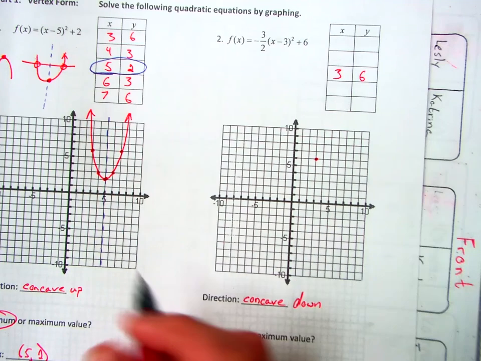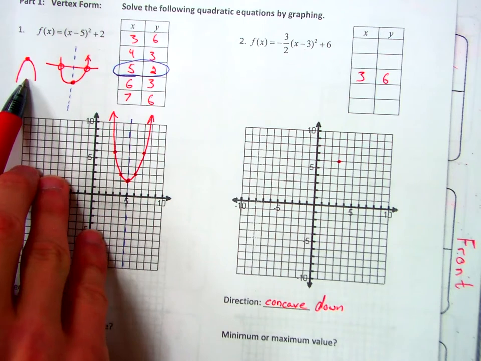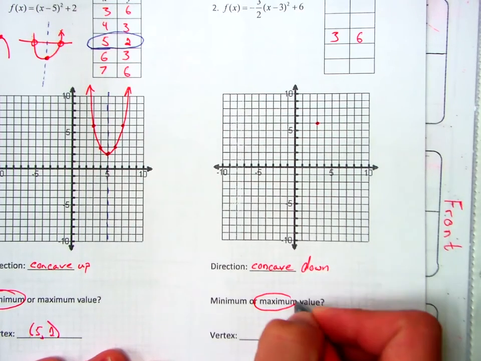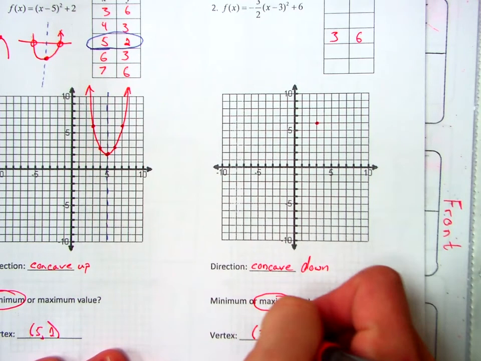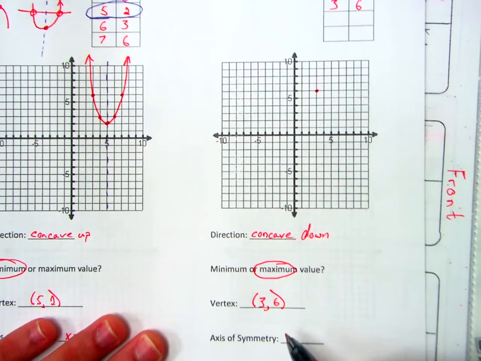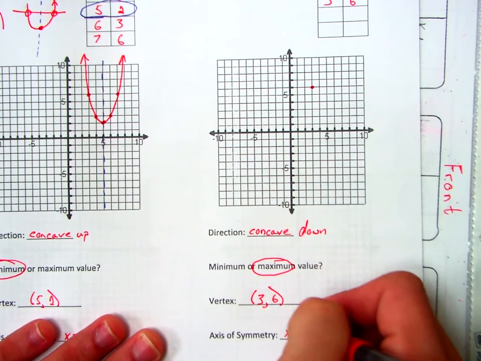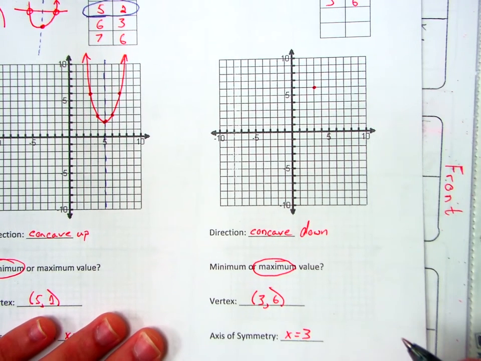And because it's concave down, that means I'm going to have a maximum point. There's going to be a highest point, so I'm going to have a maximum value. Again, we already answered vertex. The axis of symmetry passes through that vertex, so it's just x equals 3. It's the equation of that vertical line that passes through the vertex.